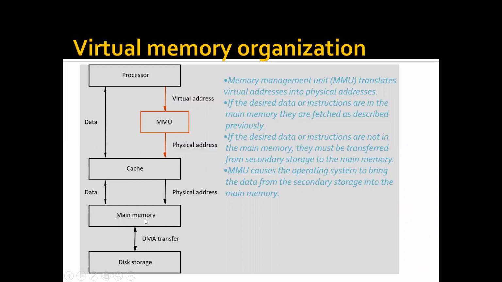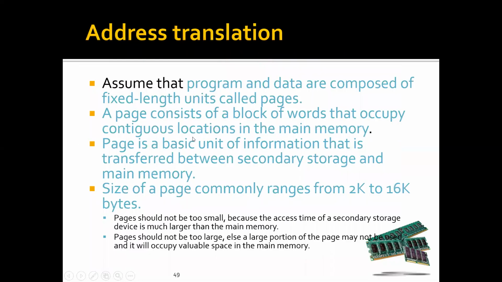If it is not found in the main memory, then it will be read from the disk storage. Generally, reading data from the disk storage is done in the form of a DMA transfer. DMA stands for direct memory access. This is an input-output transfer technique. So here, the memory management unit is responsible for converting virtual address to physical address. But now the question is how this address translation takes place.